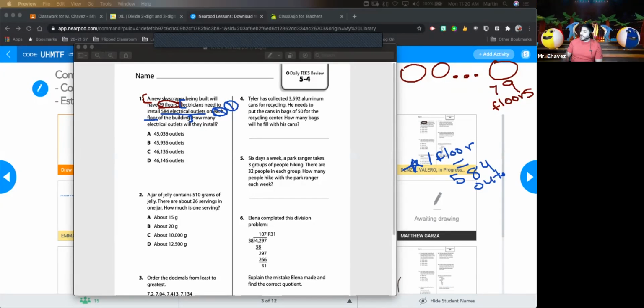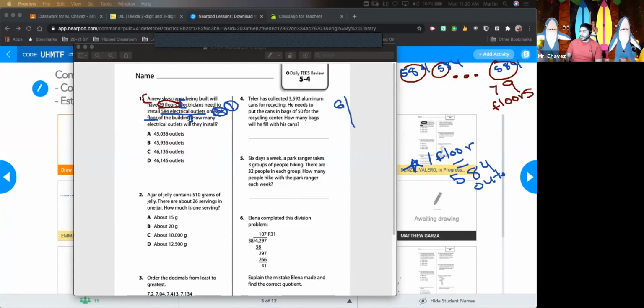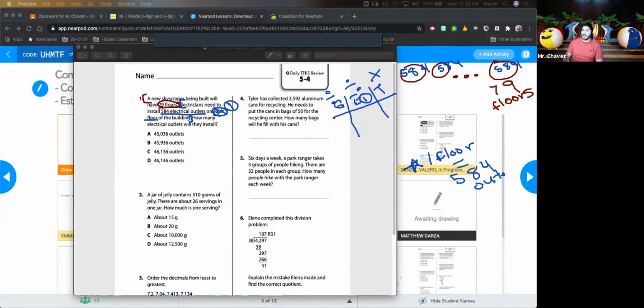So since these are my 79 floors in my picture, I'm going to put 584 inside my circles. 584, 584, 584. Now, because of the word each, remember now it's get time. Now I can use my get chart. I can make my get chart right here. So there's my get chart. I'll give you guys time to catch up.